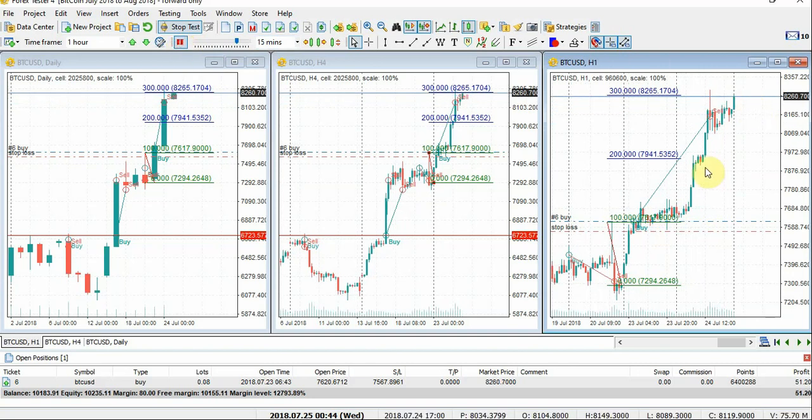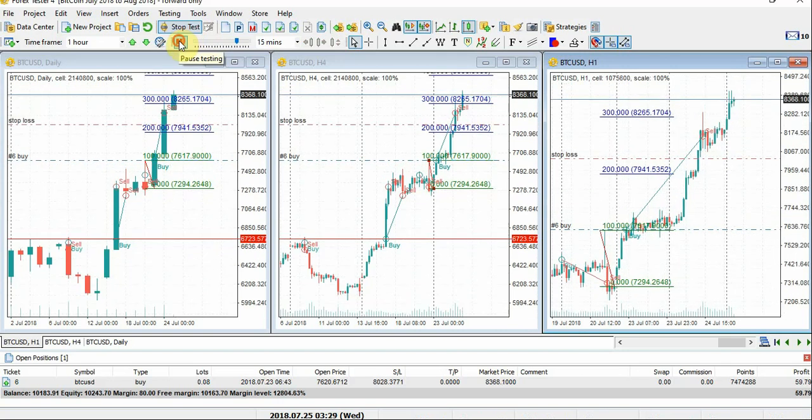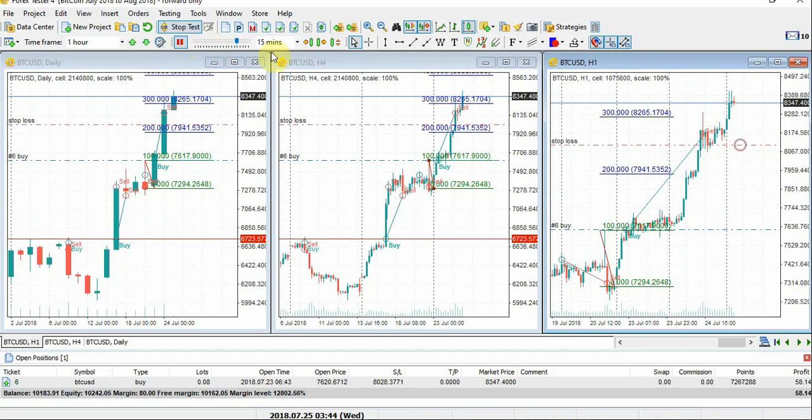It's made a higher close on the hourly, so I'm going to trail the stop to here. Not perfect, because we can come back down and test, especially with the volatility of Bitcoin. So let's just continue. Made the higher highs. I'm going to lock in some more profit now.